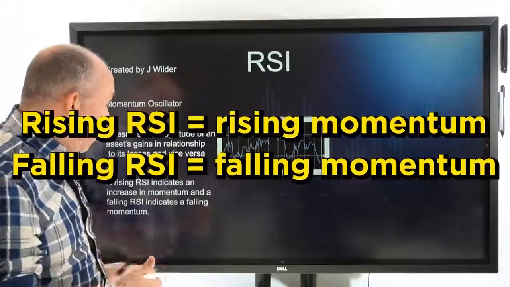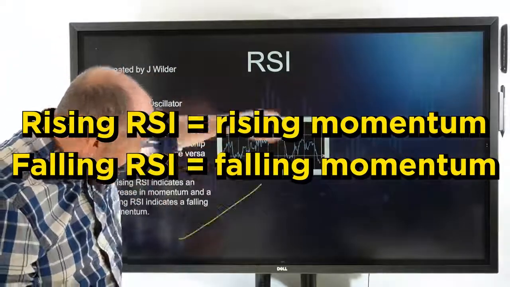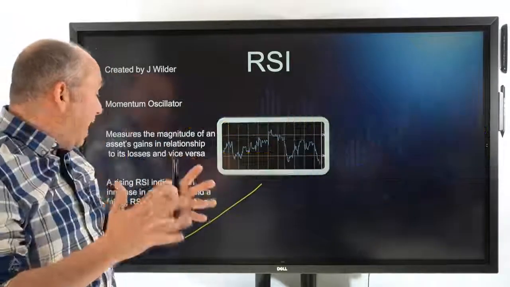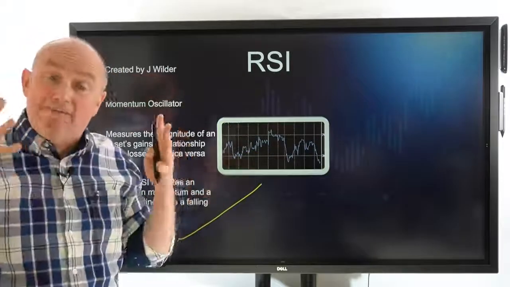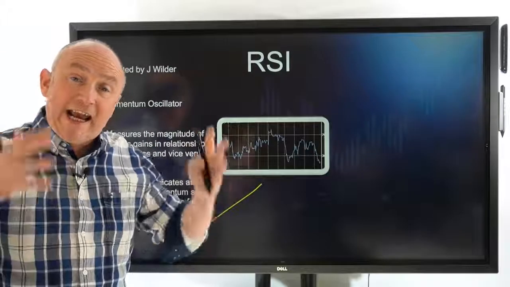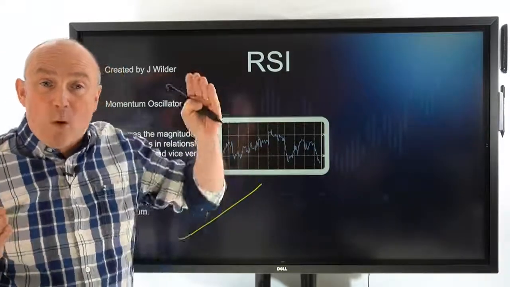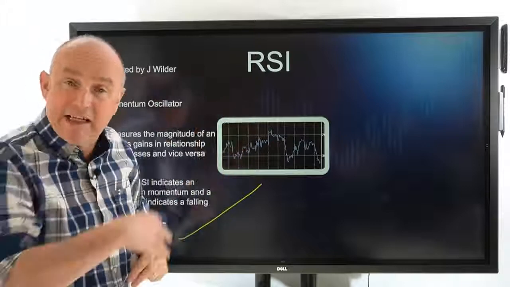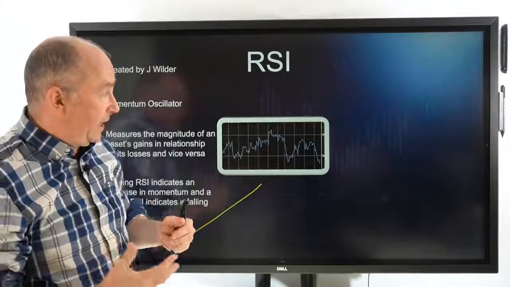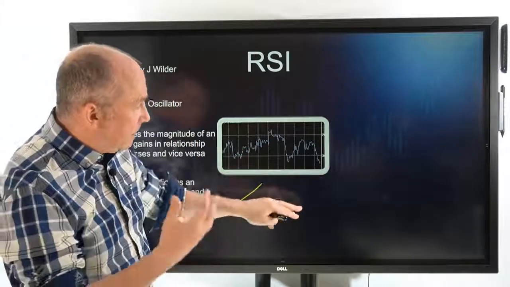Okay, the rising RSI, so an RSI that's moving up, that will indicate a rise in momentum. And a falling RSI will indicate a fall in momentum. And when the momentum starts to maybe wane, starts to slow down, that could be indicating a turnaround in that particular trend or in that particular momentum.